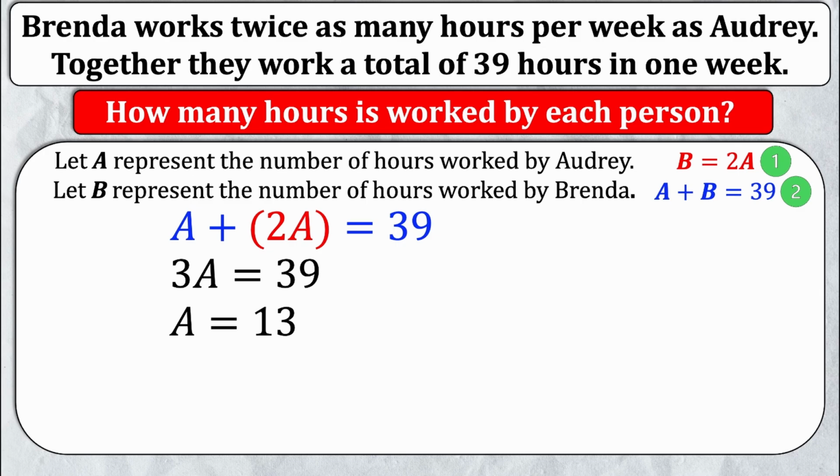And so what does A mean again? Well, A is the number of hours worked by Audrey. So now we know Audrey works 13 hours. Well, what about Brenda? Because the question says how many is worked by each person.